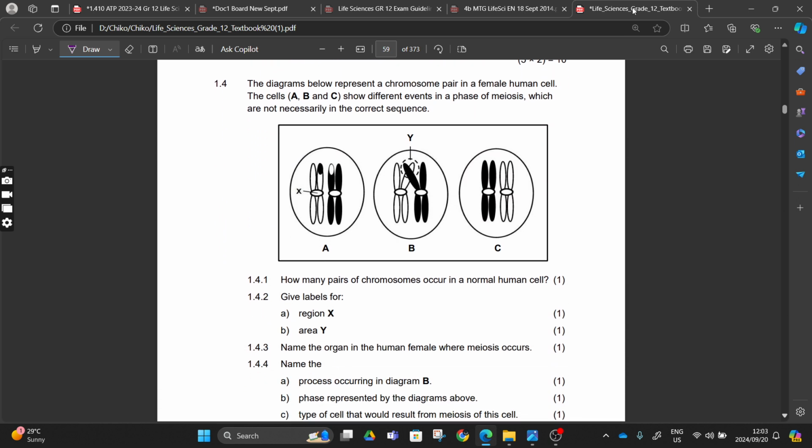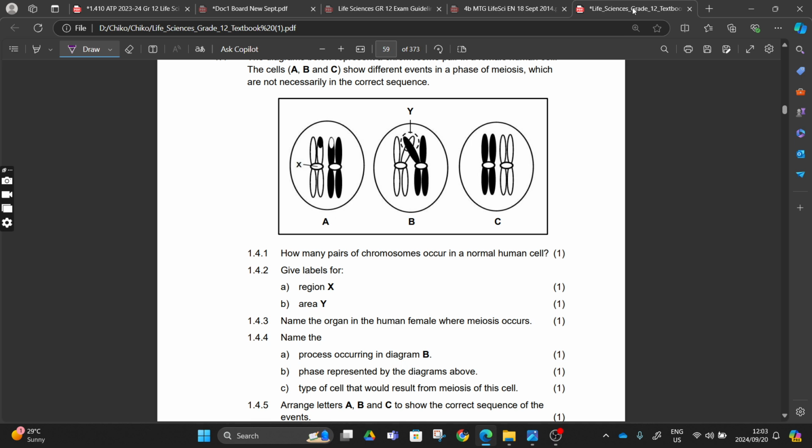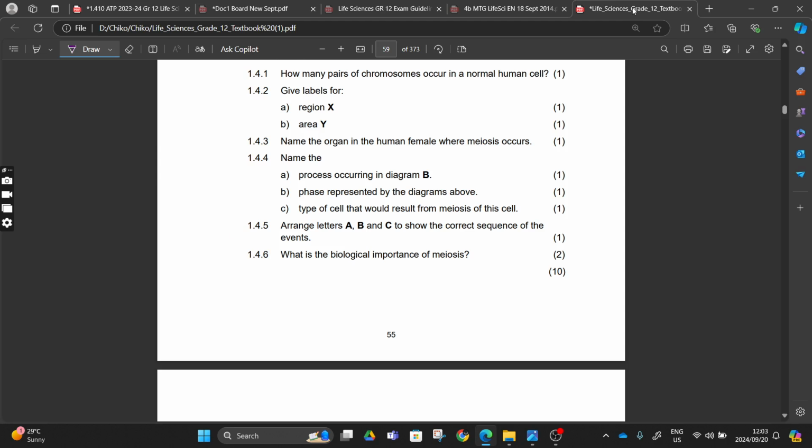Do that activity. There's another activity there, and with this activity you can see what is happening here. We have crossing over taking place. This one will be prophase 1, and we can see the chiasma there and the centromere there. Mostly this question will be about that. Then we arrange from C to B up to A. The question is: arrange letters A, B, C to show the correct sequence of the events.